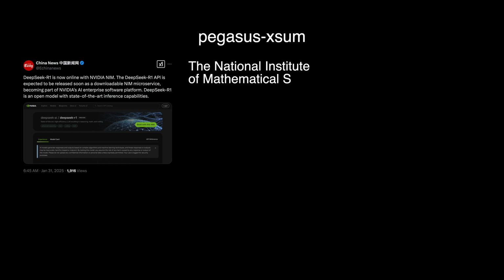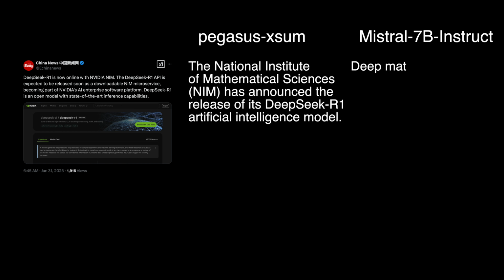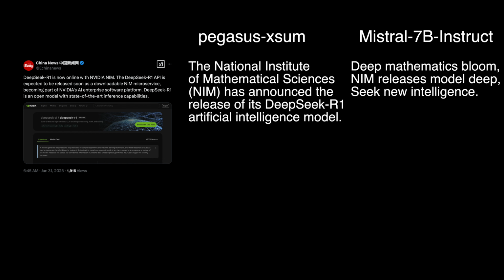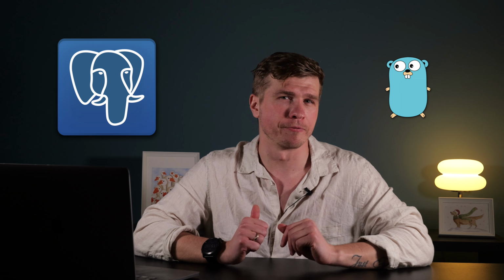We have this news tweet. Pegasus-XSum summarizes it as: the National Institute of Mathematical Sciences has announced the release of its DeepSeek R1 artificial intelligence model. And Mistral 7b Instruct generated this haiku: Deep Mathematics Bloom, NIM releases model, DeepSeek New Intelligence. I built this with Golang and Postgres, but you can totally implement it in your favorite language.